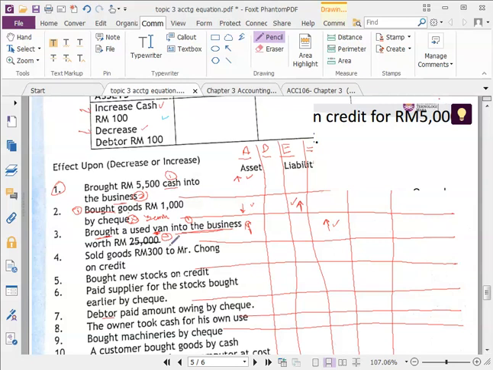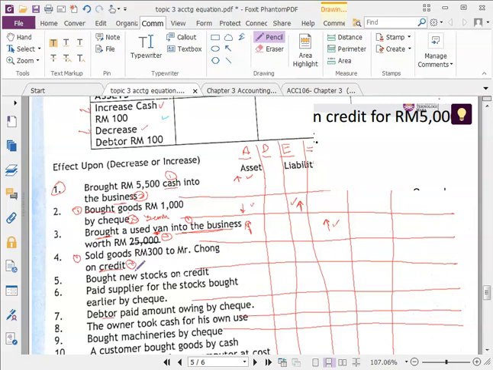Ingat lagi. Okay, what is the answer for the number 4? Sold goods 300 to Mr. Chong on credit. Okay, the keyword is sold goods. Okay, the goods has been sold to the customer. Okay, Mr. Chong is our customer. Okay, number 2 is credit. The keyword is on credit.